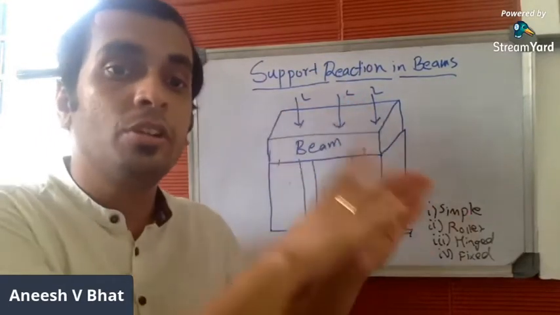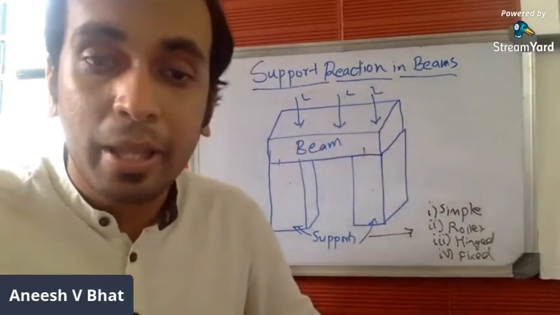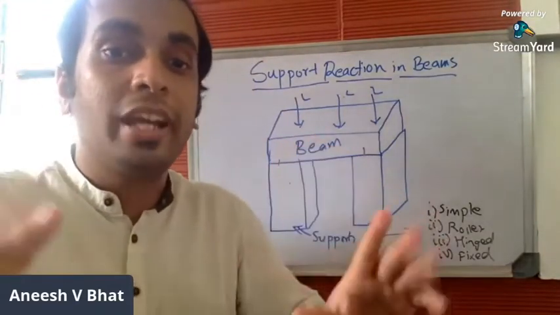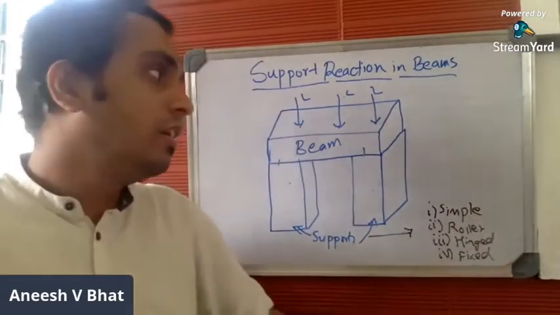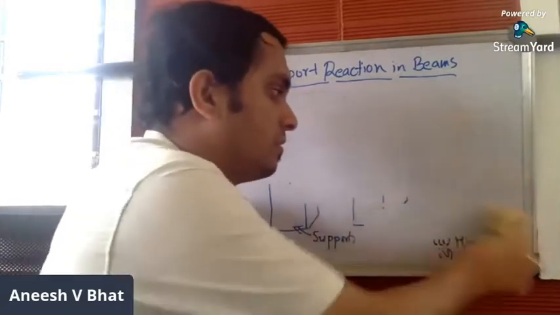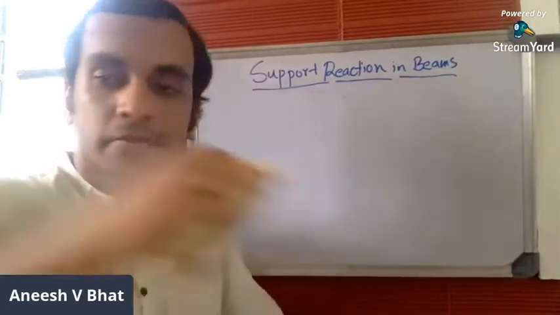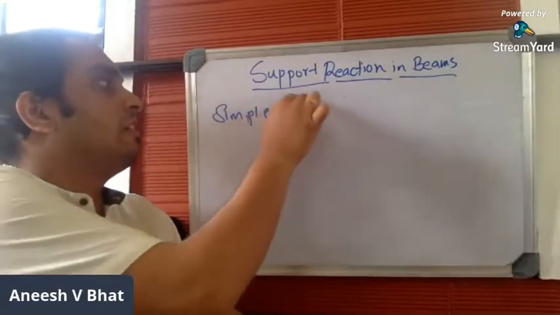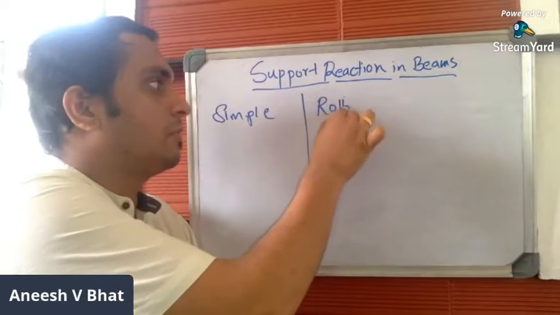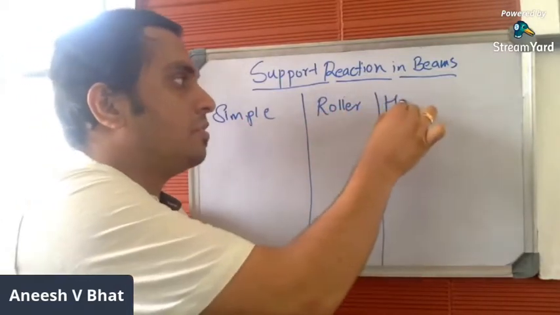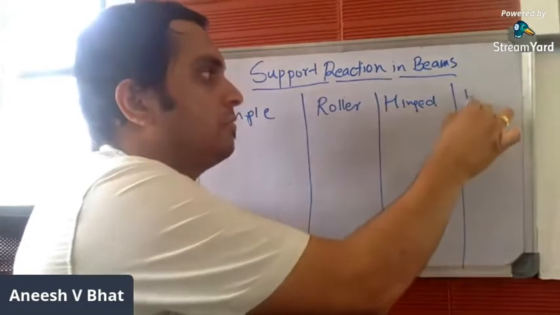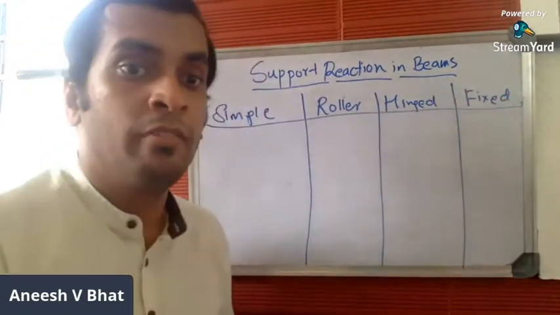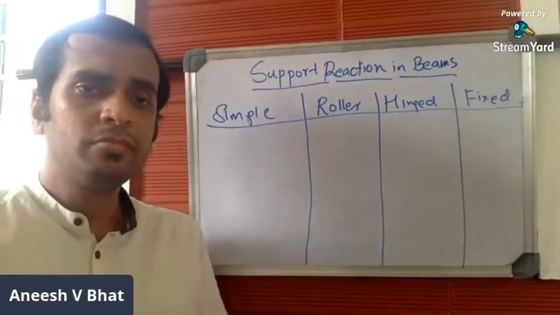Let us go through these types in order to understand the concept of support reaction in beams. Let us go through all the 4 types simultaneously, and try to understand the type of reaction offered by all of these supports. Let the first support be simple support, the second type be roller support, the third type be hinged support, and the fourth type be fixed support. These are the 4 types of supports available.